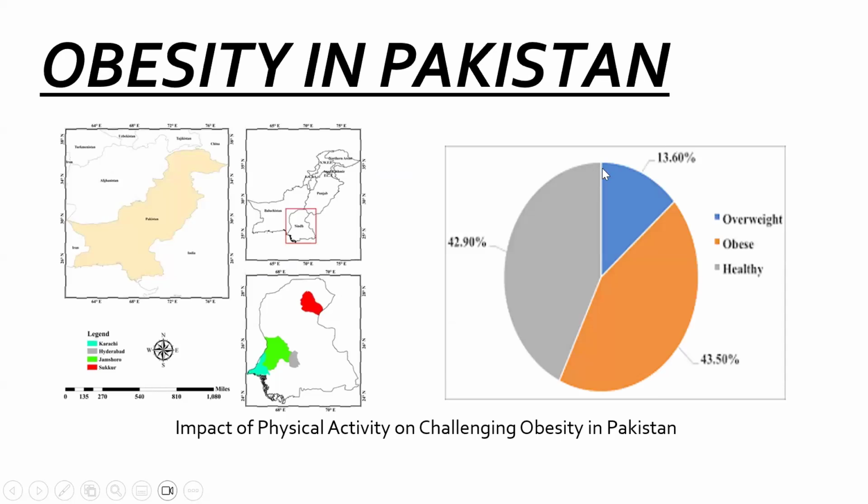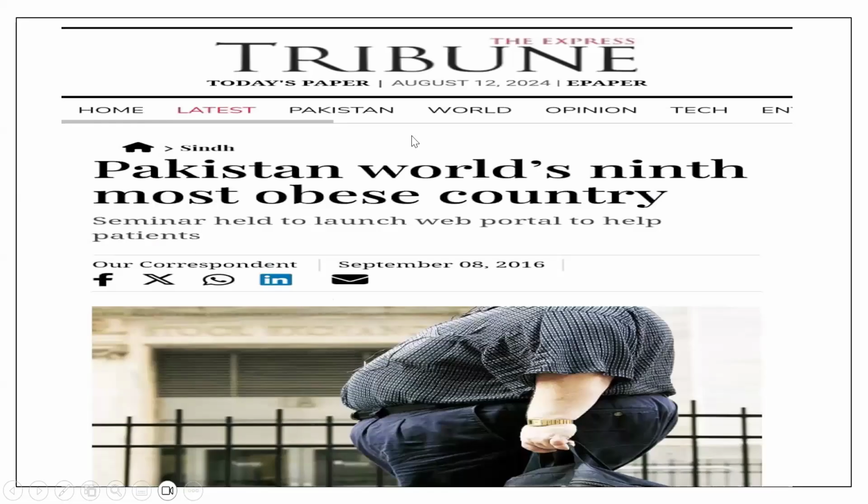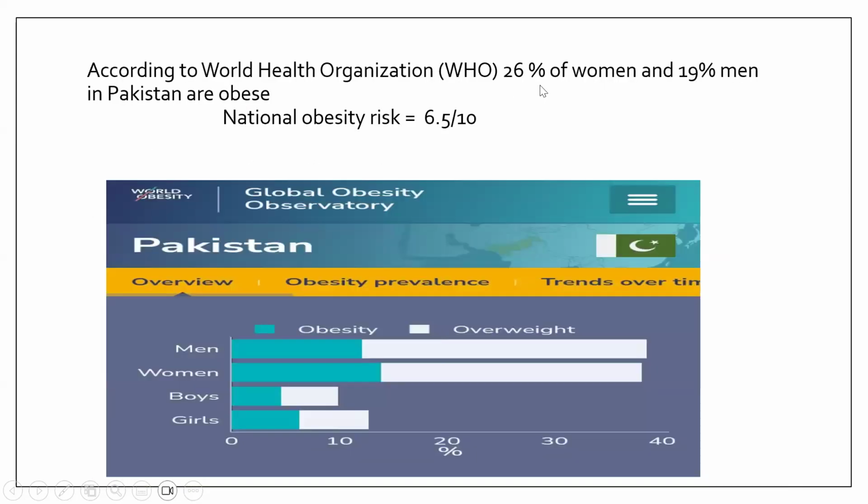Obesity is also on a rising trend in Pakistan, to the extent that Pakistan is now considered the world's 9th most obese country. According to WHO, 26% of the women and 19% of men in Pakistan are obese. National obesity risk is 6.5.